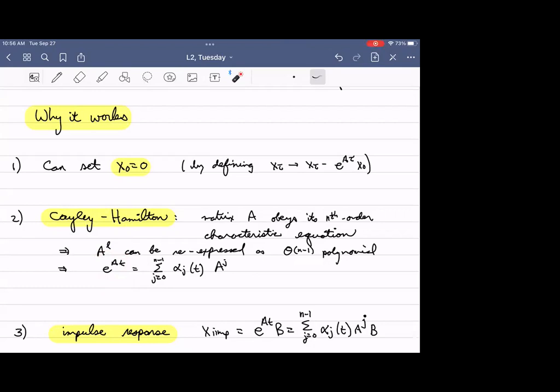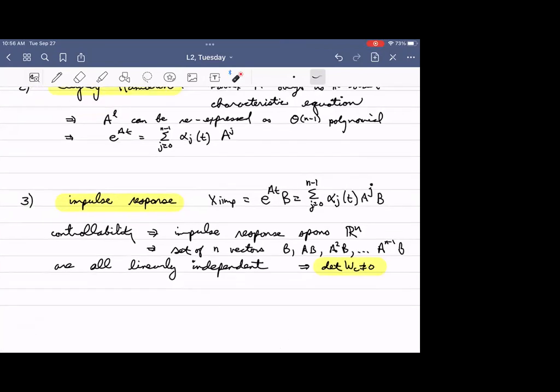Now let's go back to the impulse response function that we talked about. We have u as a delta. Then x is e to the AT times B, but e to the AT is just this linear combination of powers from zero to N minus one. And so the x that results from a delta function input is a linear combination of coefficients that you would have to work out, and which vary with time, of these vectors B, AB, A squared B, all the way up to A to the N minus one B. And so if this spans the whole space of R^n, then you can get basically anywhere in that space.